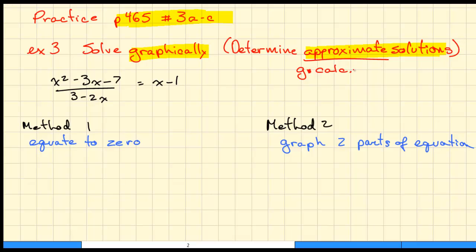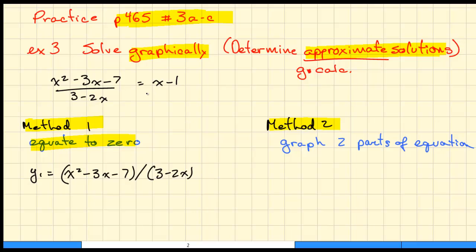Okay, GCalc. Now there's two methods that you can use to do this. In method 1, we're going to move everything over to the left-hand side and make the equation equal to 0. In method 2, we're going to graph both parts of the equation as y1 and y2. So on the left-hand side, we're going to have y1 is equal to x squared minus 3x minus 7. I'd encourage you to put that in brackets and then use the division sign. And then in brackets again, 3 minus 2x.